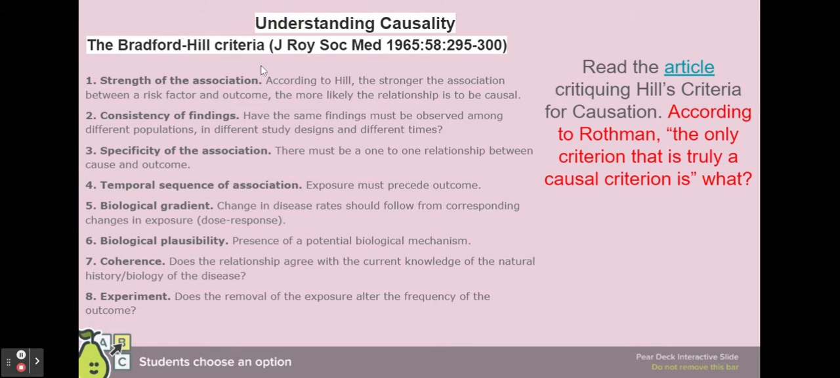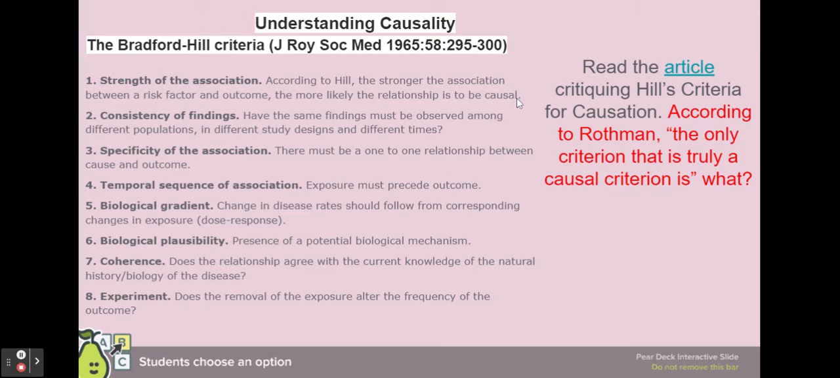There's a Bradford Hill criteria meant to describe how we can determine causality. Click on this article, and it's going to give you an overview about these particular criteria. And then for this question, you're going to determine, according to Rothman, the only criteria that is truly a causal criteria, according to Rothman, is what? And so these are the 8 criteria according to the Bradford Hill criteria.